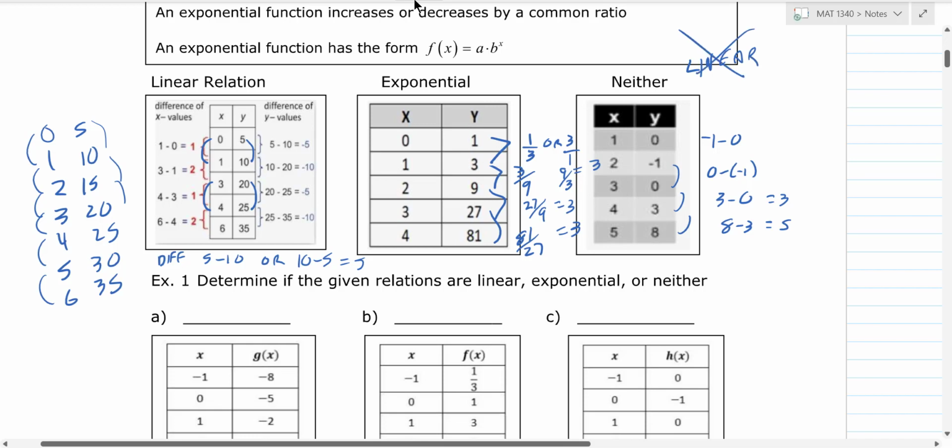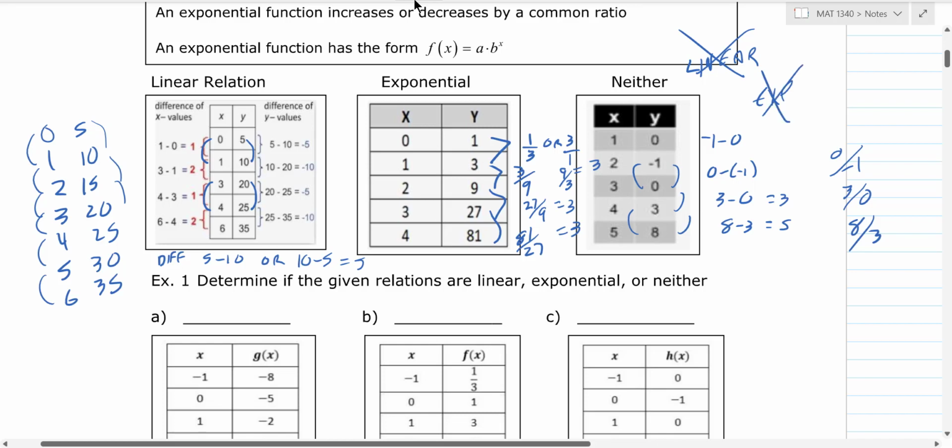So now what we've got to do is look at the ratio. Well, I'm going to start down here. We'd have 8/3 if we did that ratio. Then we'd have 3 over 0, which is undefined. Then you would have 0 over -1. None of those are the same, are they? So that means it's not exponential. Does that make sense to you?